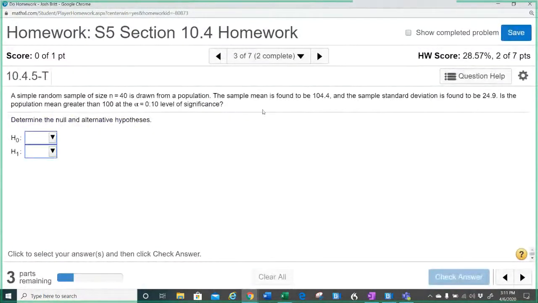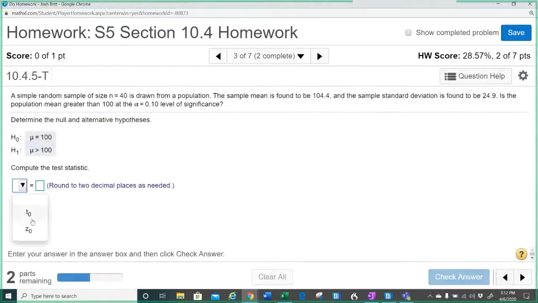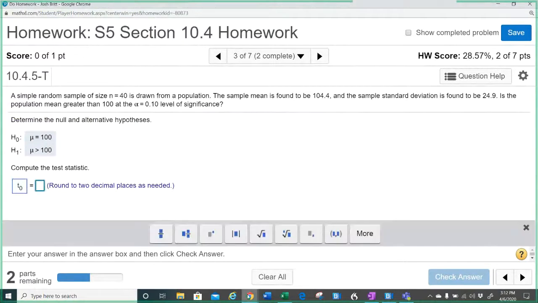All right, sample mean again. So here it is. Is the population mean greater than 100? So equal to 100, greater than 100. Test statistic for mean is always going to be t. So we'll look that up.